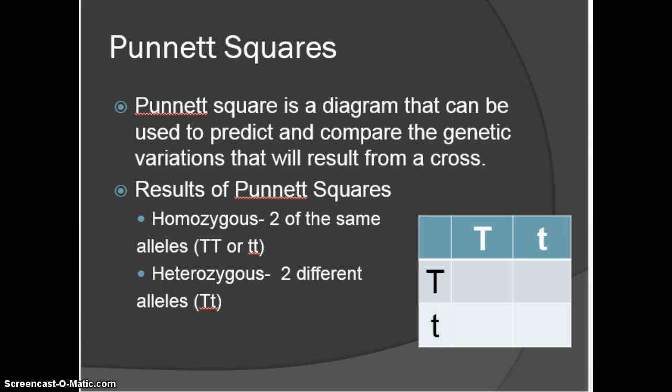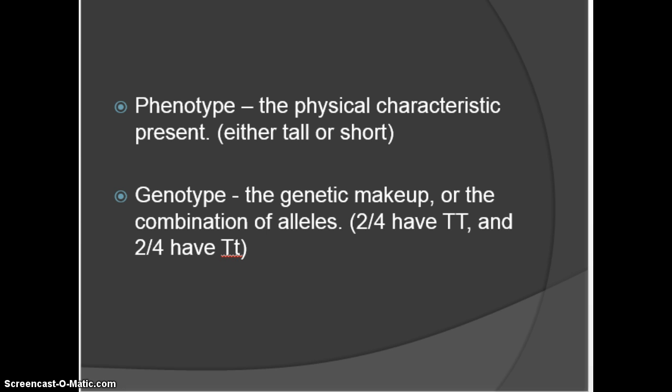Heterozygous, on the other hand, they're going to have the 2 different alleles. So they will have an allele for being tall, and 1 allele for short. 2 other things that we have to talk about before we actually get into filling out these Punnett squares. So the idea of phenotype and genotype.